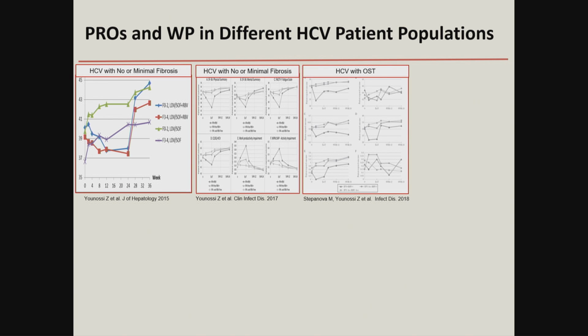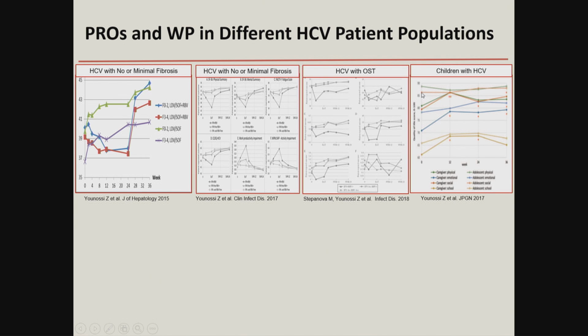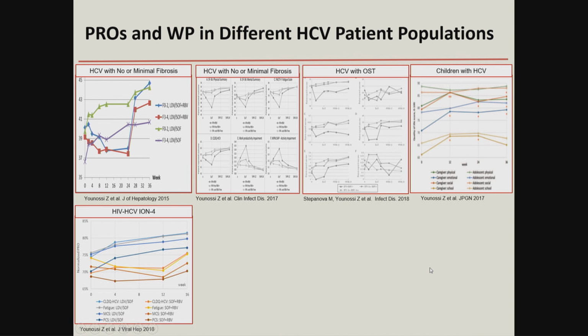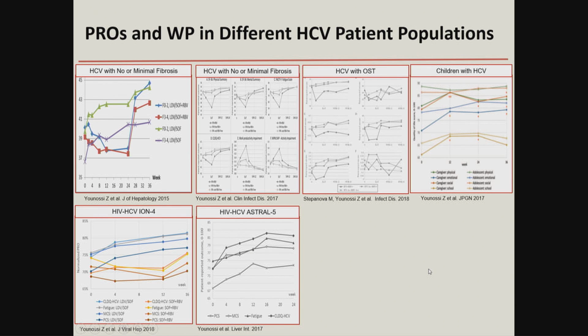Looking at patients who are on opioid substitution therapy, this is another cohort that is at high risk, and again, you see that these patients also have significant improvement of patient-reported outcomes during treatment and after sustained virologic response. Children, the same sort of data. Here you can see two studies of HIV, HCV co-infected individuals.